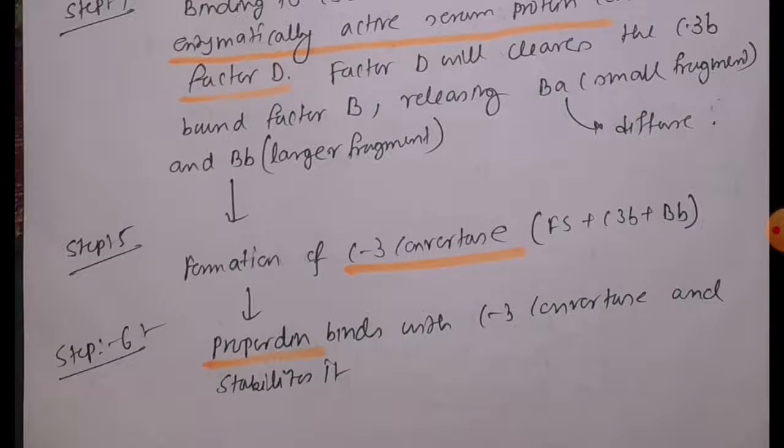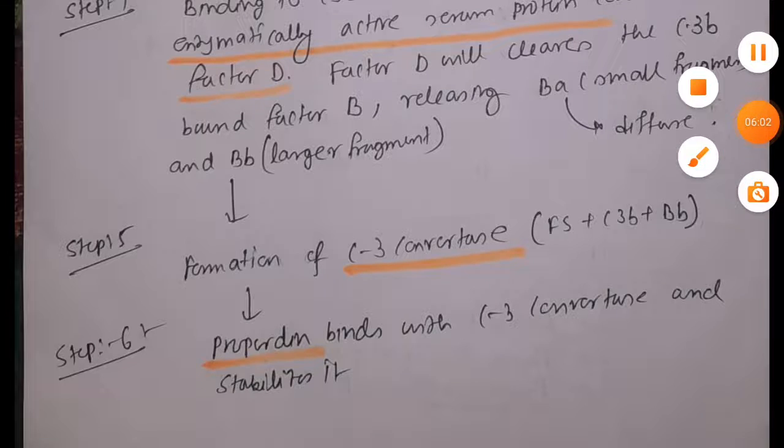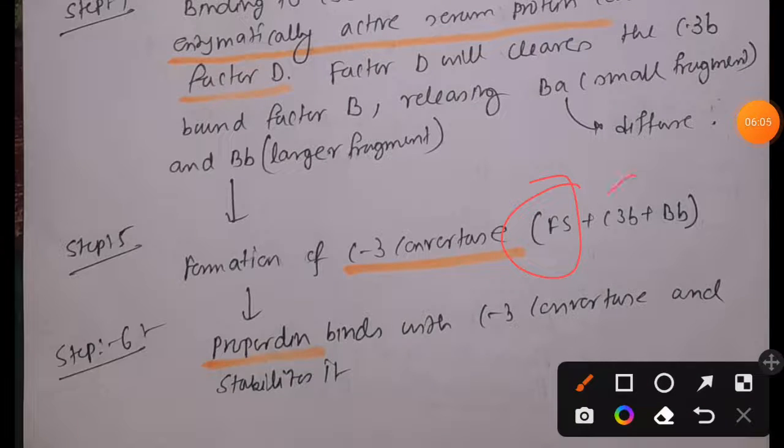Now this foreign surface antigen, C3b and Bb together form the C3 convertase. This C3 convertase is stabilized by properdin. So in the alternative pathway, properdin plays the role of a stabilizer, and it stabilizes the C3 convertase.